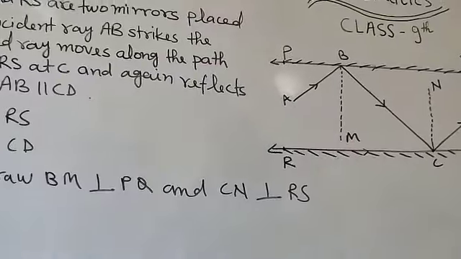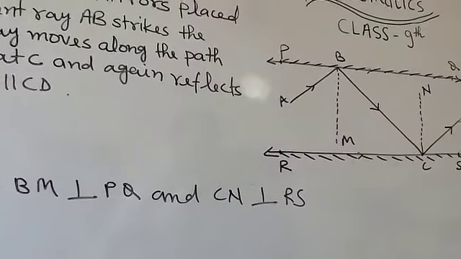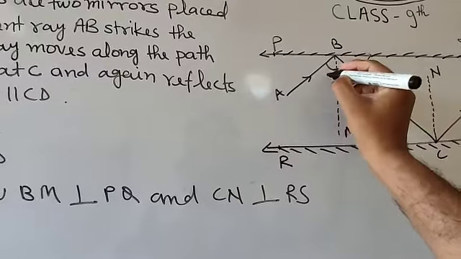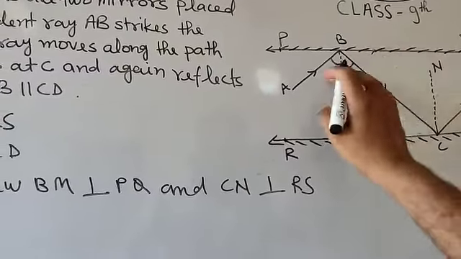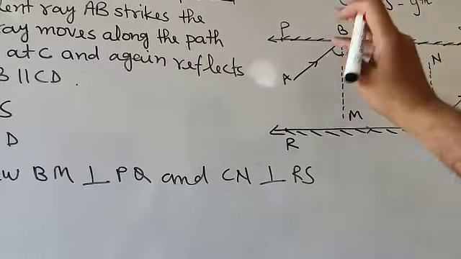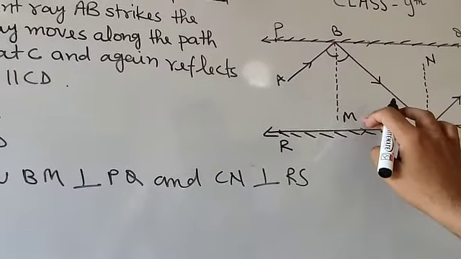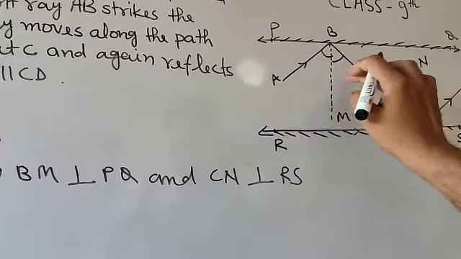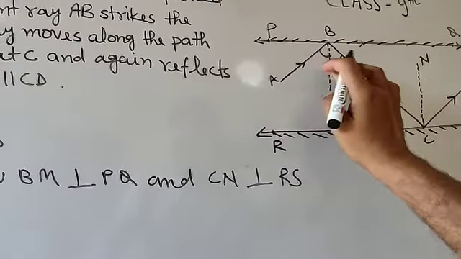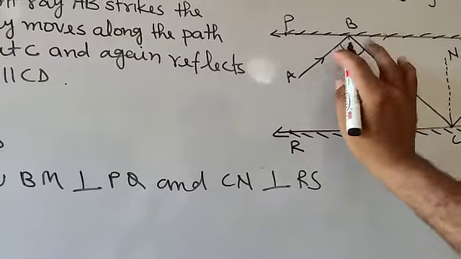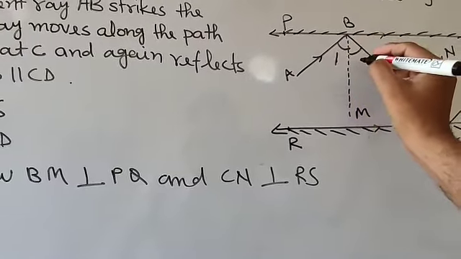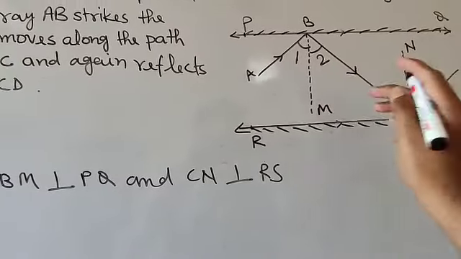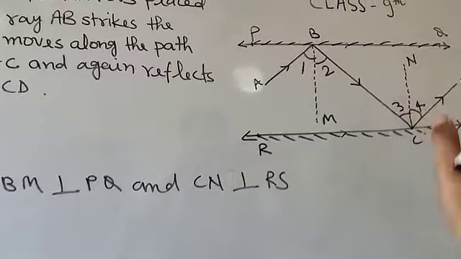Here students, in physics you have read about the angle of incidence and angle of reflection. So here it is the angle I and here it is the angle R. So both will be equal. The perpendicular will be the normal. So BM is the normal here on the mirror. So angle I, angle of incidence, equal to angle R, angle of reflection. So here suppose it is angle 1, angle 2, angle 3 and angle 4. So angle of incidence equal to angle of reflection.